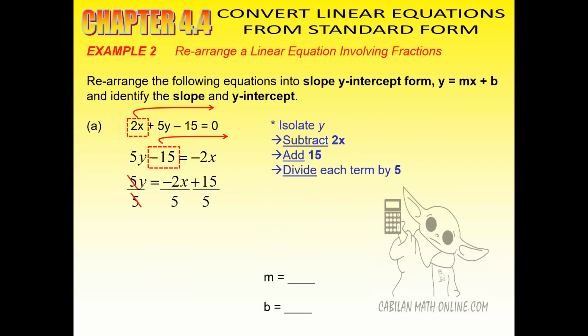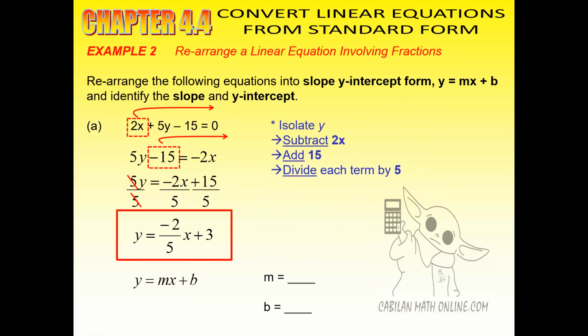The reason for that is because if you try to divide, it will give you a decimal, and we don't want decimals. However, if you take the 15 and you divide it by 5, that's actually going to give us a whole number, which in this case here is 3. So the final answer to this will be y equals negative 2 over 5x plus 3. All right, and just to determine the m and the b, our m here is the negative 2 over 5, and the b here is the 3. So those are our m and our b respectively.